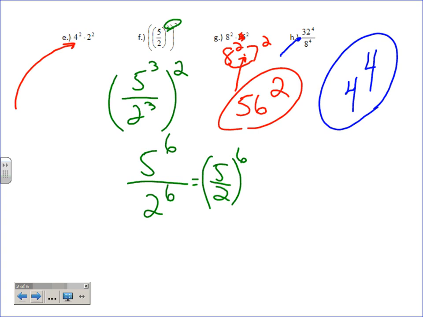My key here is getting you to manipulate those bases so that you can work it out the quickest. Yes, question?